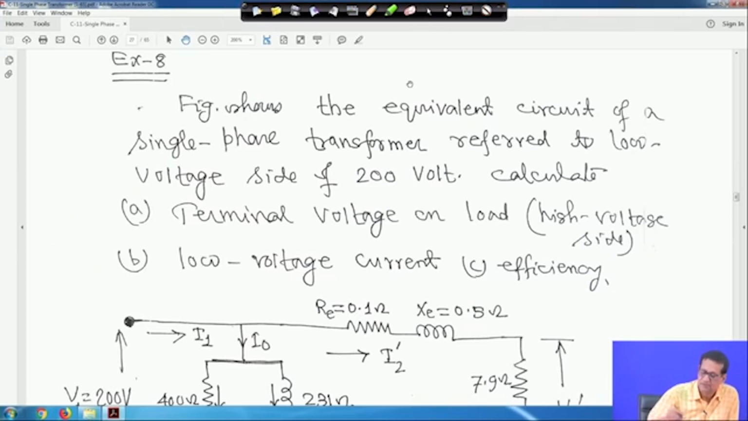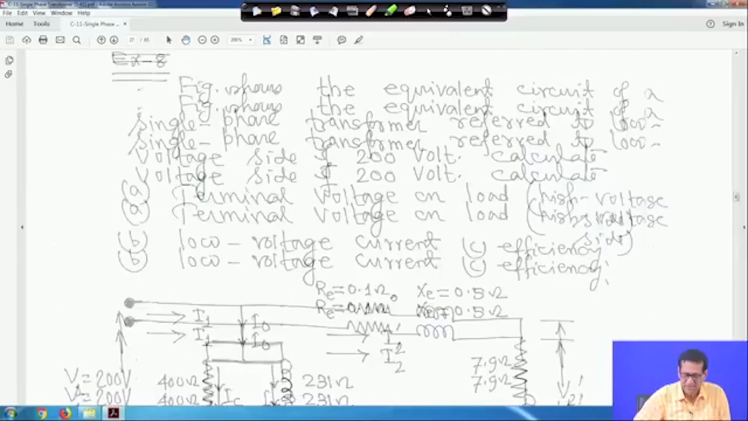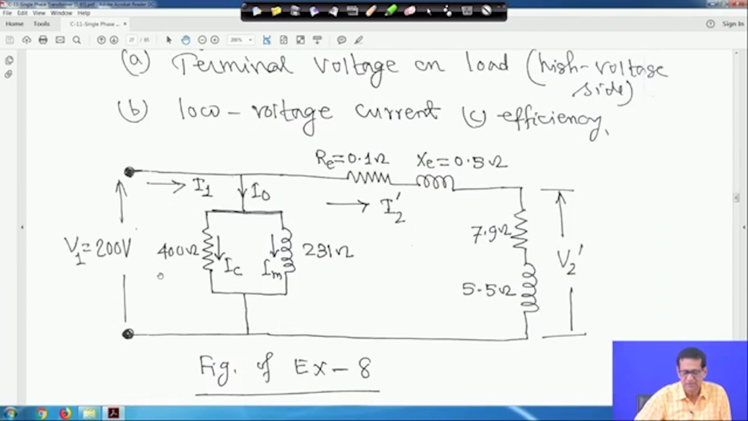This is the circuit diagram, referred to the low voltage side. The equivalent circuit, for the mathematical derivations, we have seen earlier. The low voltage side voltage, look at the cursor, is 200 volt. The core loss component resistance is given as 400 ohm and the magnetizing component as 231 ohm. This is the current I0, the current flowing through this is IC and through this branch is IM. It is like solving a series parallel circuit, the way you have done it for single phase.